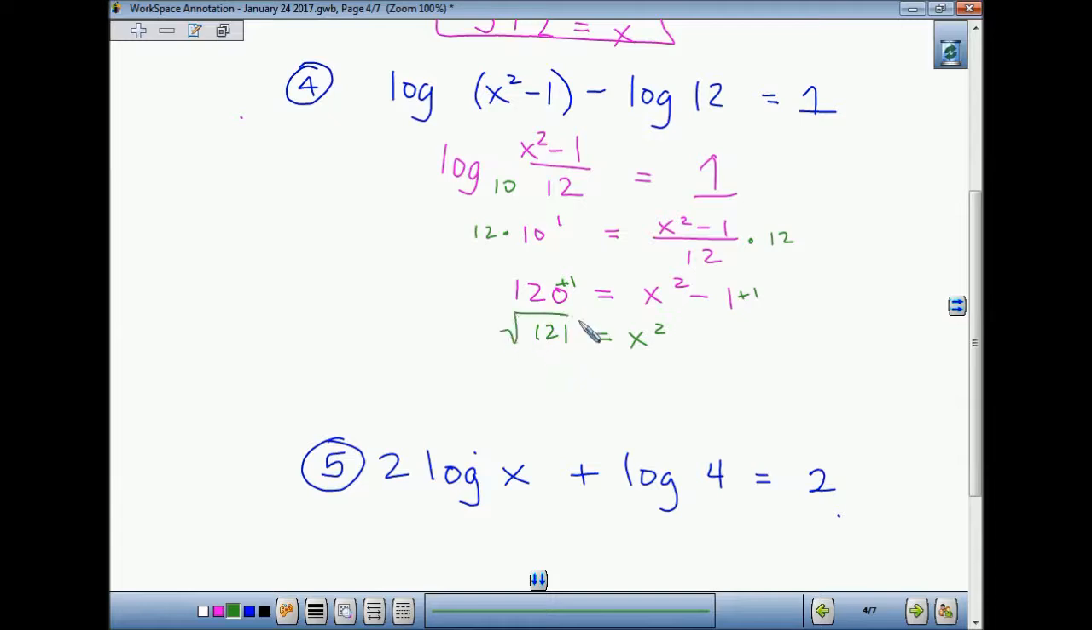And when I take the square root of this, I get positive or negative, but I have to be careful here. Sometimes they both work, sometimes they don't. So if I go back up here and check this, if I plugged in a positive 11, do I get a positive out? Yes. If I plugged in a negative 11, do I get a positive out? Yes. So they actually both work.